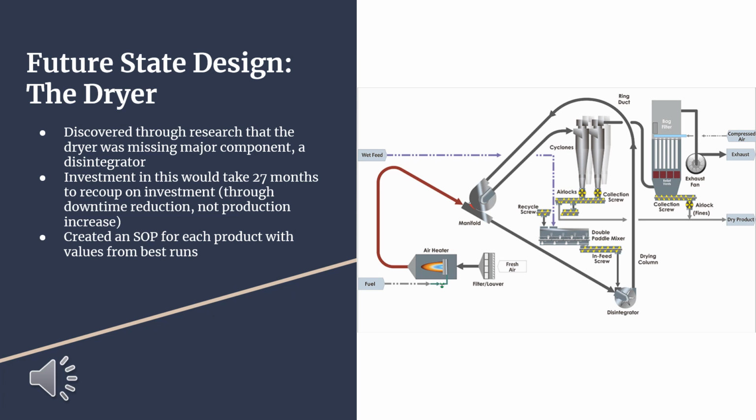The optimal location for the disintegrator, in this case, would be the bottom elbow, where buildup is found to be most prominent. The return on investment would take about 27 months simply through downtime reduction. We've also created a standard operating procedure for each product based on data from previous runs. This should allow for quicker changeover times and overall increased throughput.